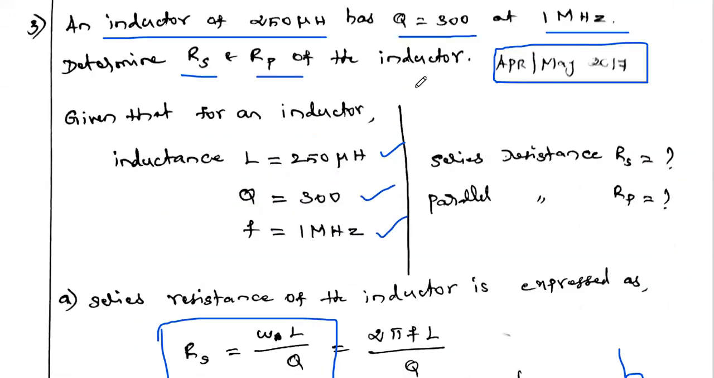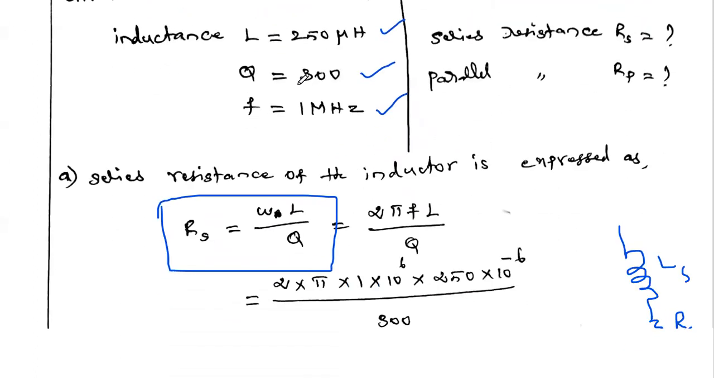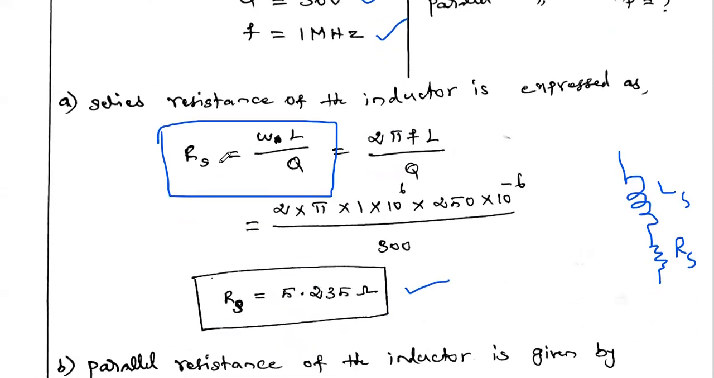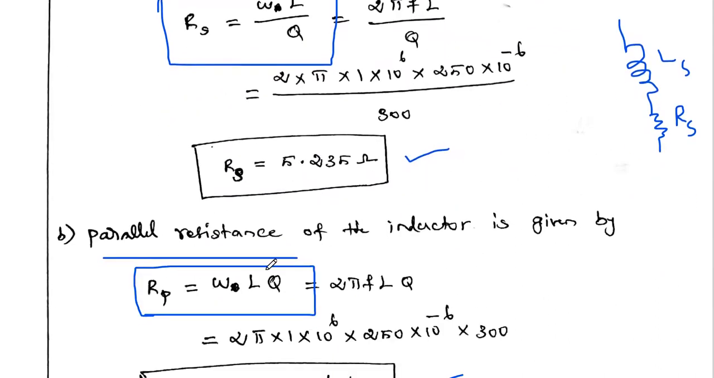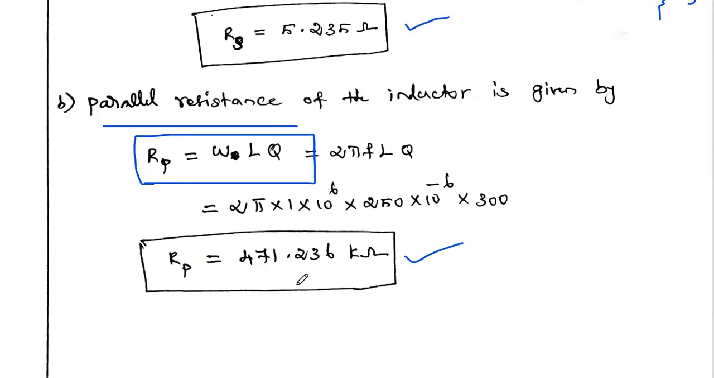So this is one type of problem. If the inductance and quality factor of the inductor are given, how can you calculate the series resistance and the parallel resistance of the inductor? You see, series resistance is nothing but the reactance of the inductor divided by the quality factor. Parallel resistance is nothing but the reactance into the quality factor. So this is the third type of problem.